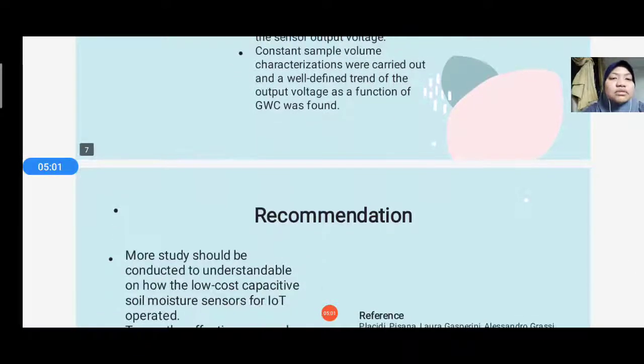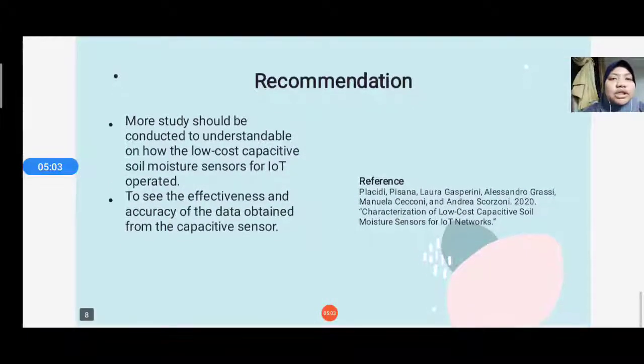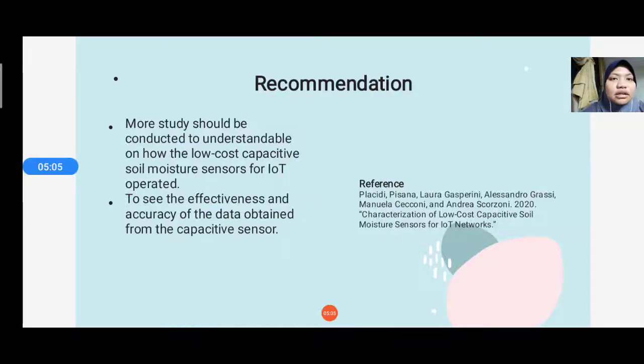So for the recommendation, more studies should be conducted to understand how the low-cost capacitive soil moisture sensor for IoT operates, and then to see the effectiveness and accuracy of the data obtained from the capacitive sensor. And these are the references that I have referred to for my assignment.